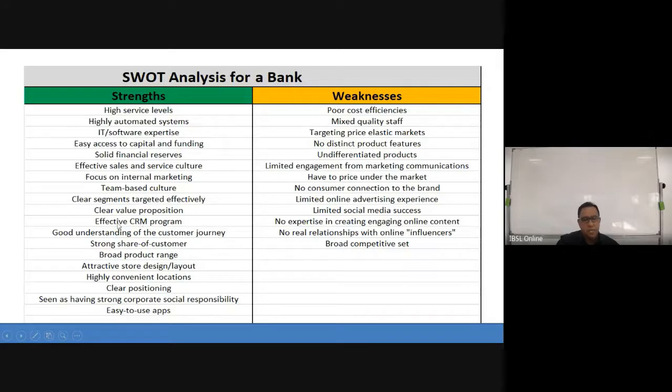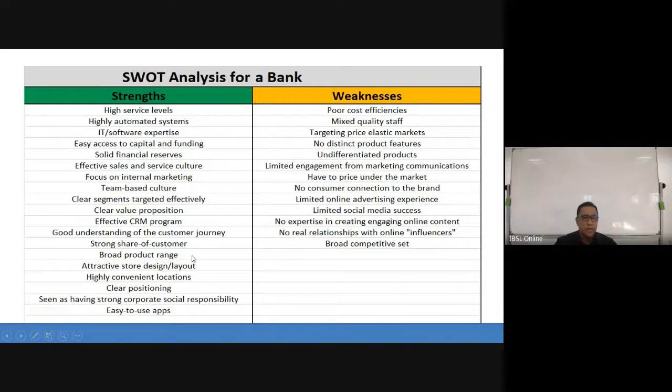Effective CRM. You remember that customer relationship management program we discussed last week. Good CRM is to manage relationships with customers. Good understanding of the customer journey. So again, you have lifelong customers, customers who have been banking with you for many years, maybe 10 years, 15 years, 20 years, even 30, 40 years. Strong share of customer, because you are getting a big share of the customer's business.